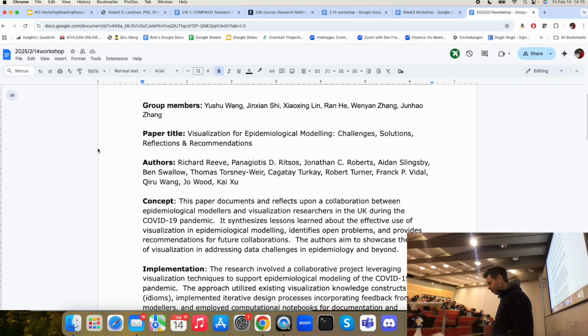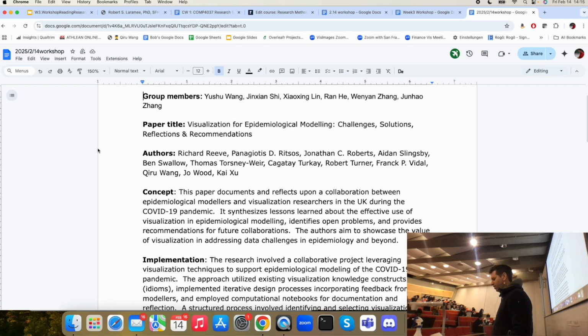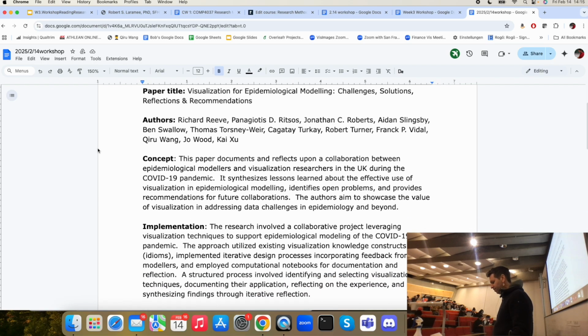Visualization for epidemic modeling. Okay, so this is a little bit of a challenging one. This is not a traditional research paper. In computer science, usually the tradition is to develop a piece of software that demonstrates a concept or conduct a user study that also demonstrates a concept, or both. This one's a little bit different.